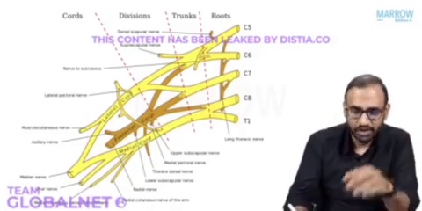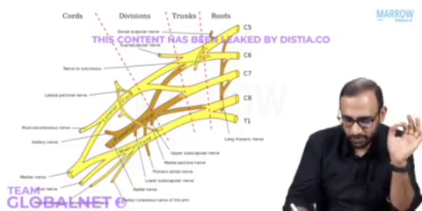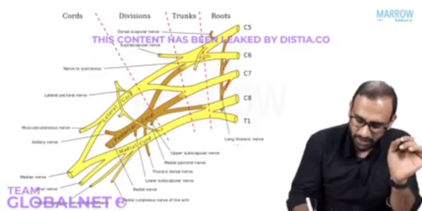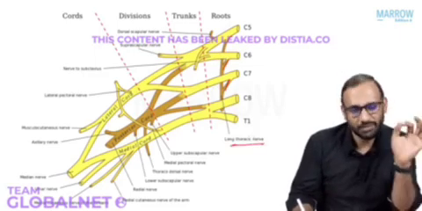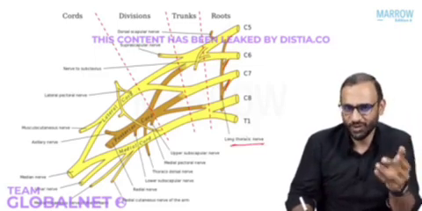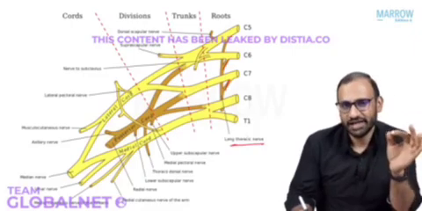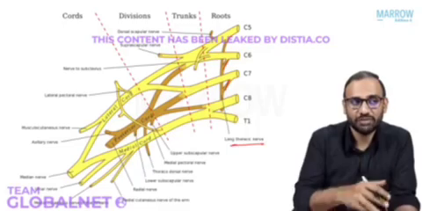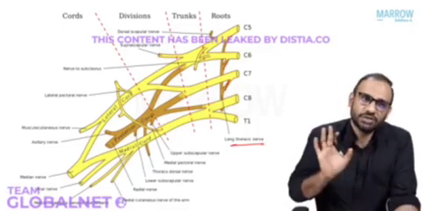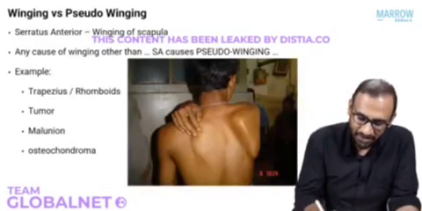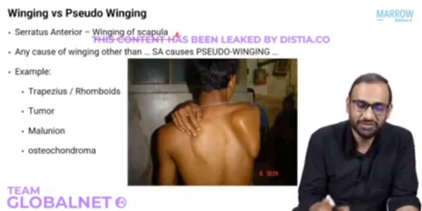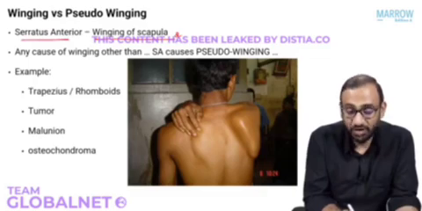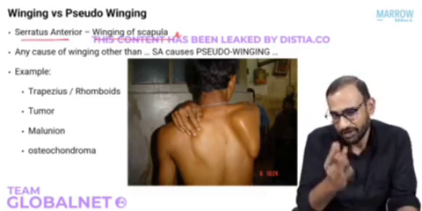From the roots, there is one important branch that you should know, which comes from C5, C6 and C7. This branch is the long thoracic nerve of Bell. Which muscle does it supply? You know this stuff. It supplies the serratus anterior. If there is injury to this nerve, what will be the physical deformity? Whenever you ask the patient to push against the wall, he will get winging of scapula. We've been reading about this since first year of your MBBS. Right. Because of loss of the long thoracic nerve of Bell, serratus anterior will give you winging of scapula.